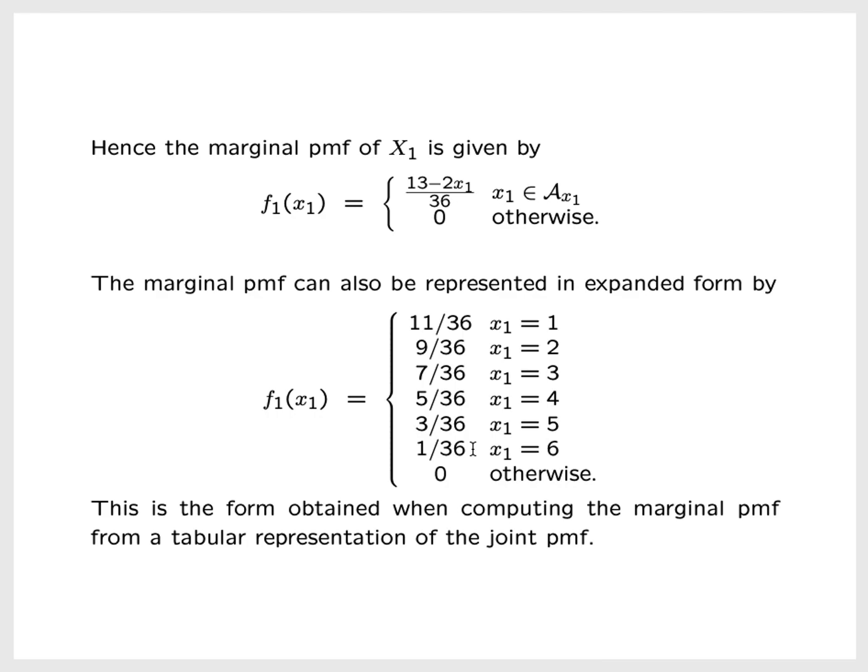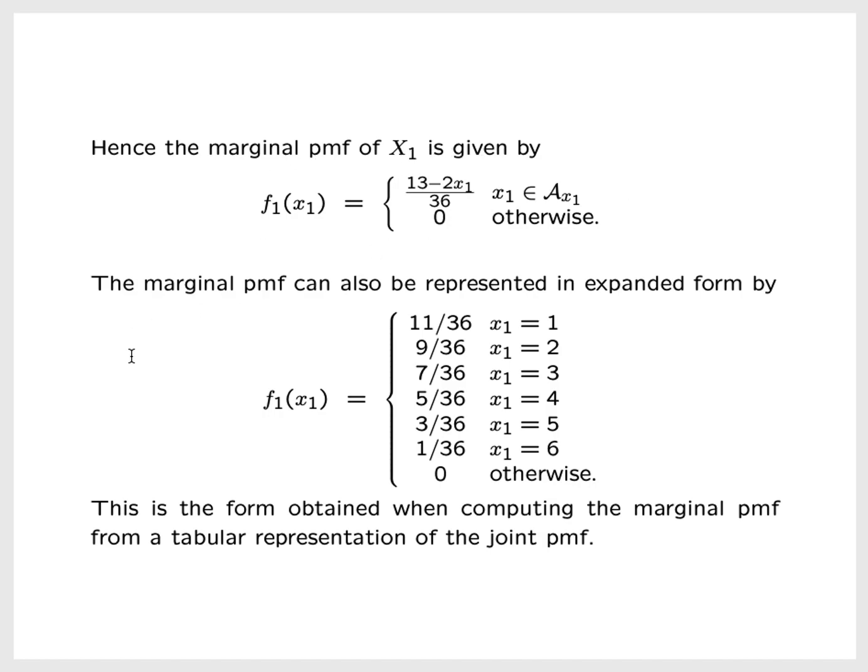And so when we put that result together, we get the marginal PMF of X1 given by 13 minus 2X1 all over 36 for values of X1 in the space of X1, which again is the set of integers from 1 to 6, and the marginal PMF evaluates to 0 for any other value of X1. Now, this is a nice, concise expression for the marginal PMF of X1 that has this nice formula in it.